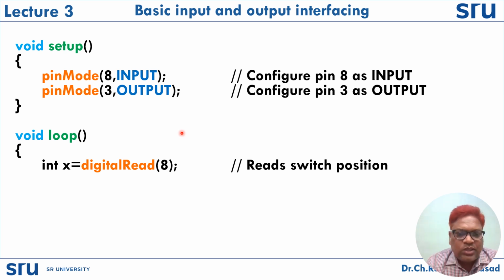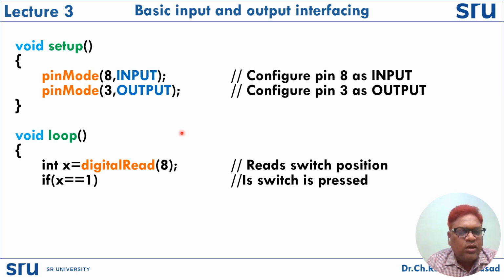Once we read the information from the switch, we need to check whether the switch is pressed or not. So let us take a simple if condition here. If x is equal to 1, that means I am assuming the switch is pressed. If the switch is pressed, as per our problem statement, we need to turn on the light. To turn on the light, I need to send logic 1 to the third pin. So to send logic 1 to the third pin, we need to use digitalWrite.